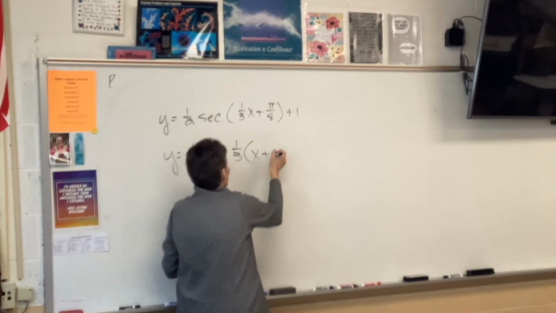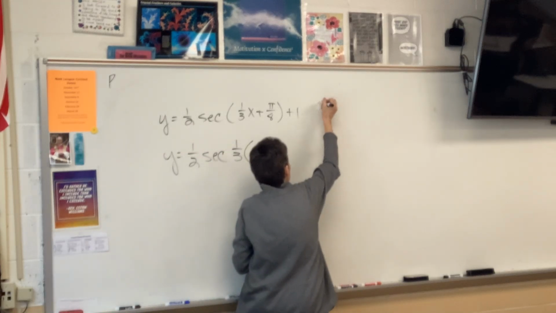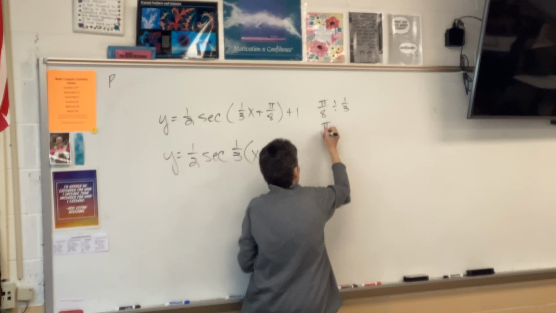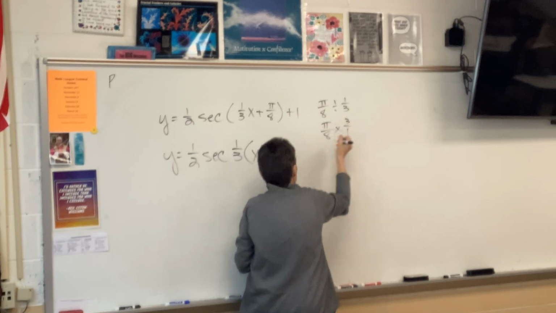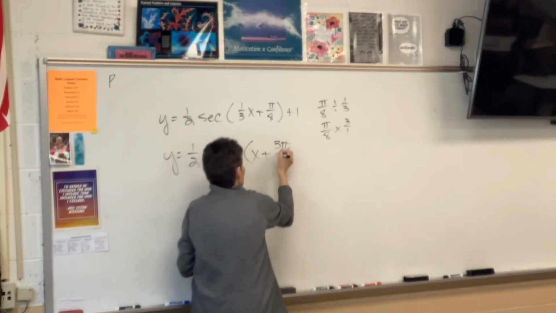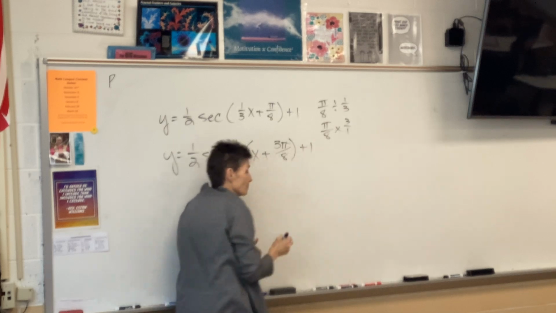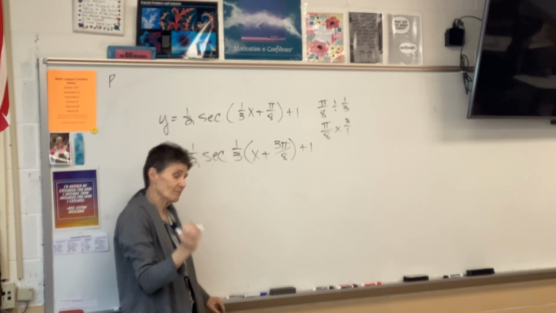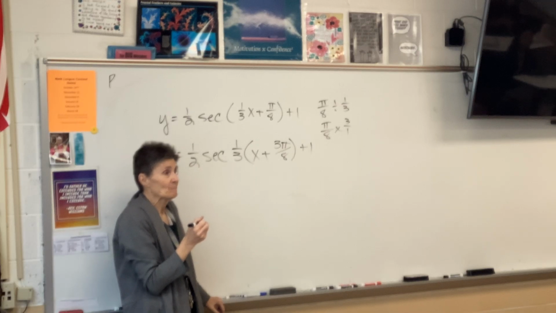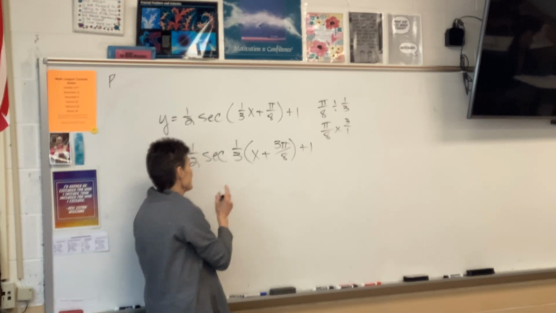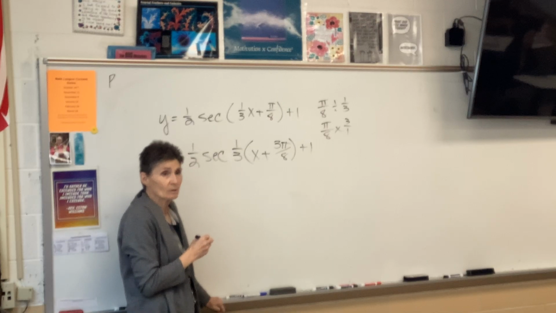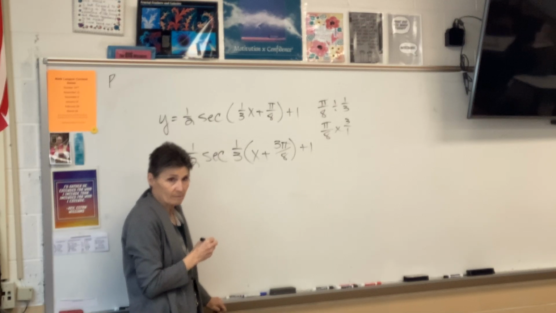So to figure out what number goes here, I have to take pi over 8 and divide it by a third. So that's pi over 8 times 3 over 1, so this number is 3 pi over 8. Factoring is division, so I divide it out. Now this is a secant. Secant is the reciprocal of the cosine.